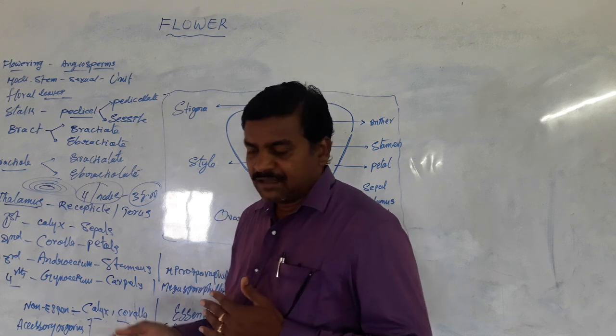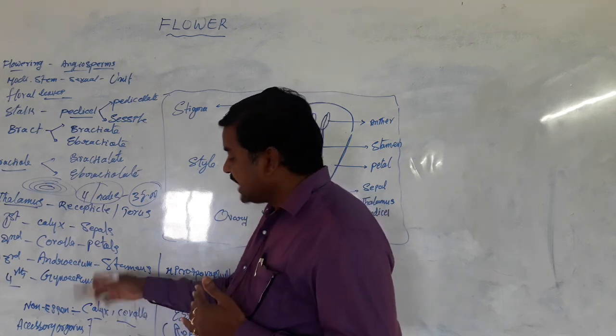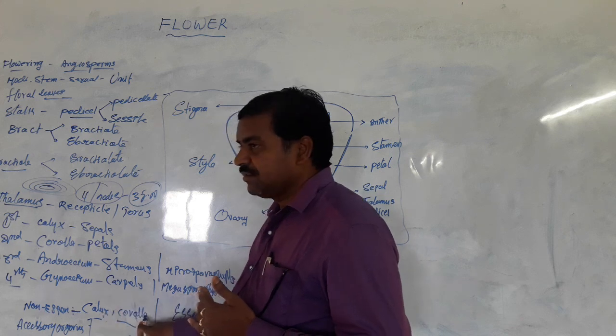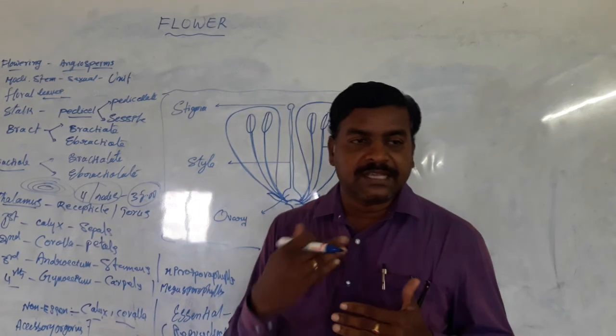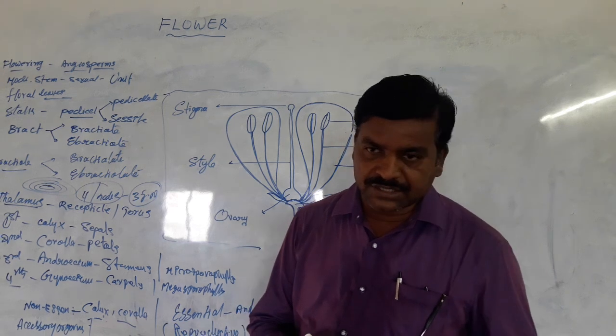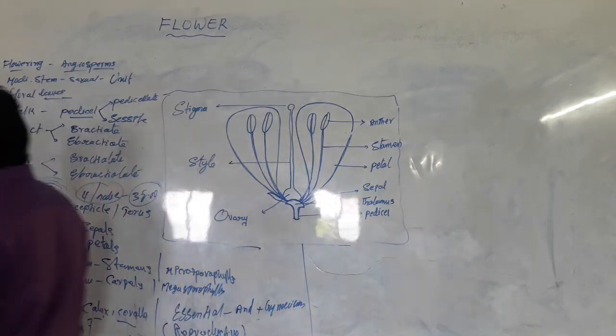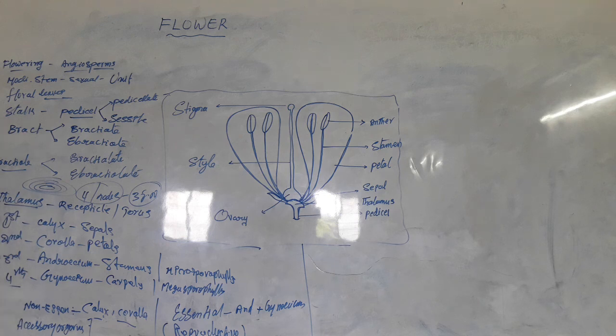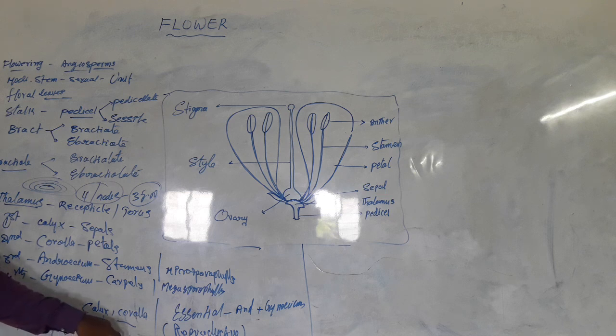We can separate these two non-essential organs as calyx and corolla. They show clear-cut variation between calyx and corolla in case of dicotyledonous plants. But in monocots, these cannot be separated into calyx and corolla because these non-essential organs are present in two circles exactly similar. There is no variation, no differentiation into outer calyx and inner corolla. Two whorls of non-essential organs are exactly similar.